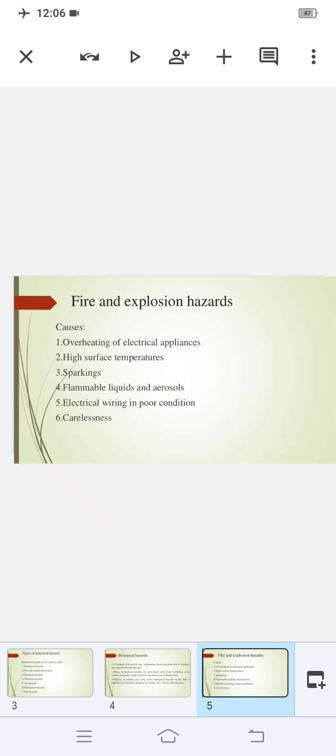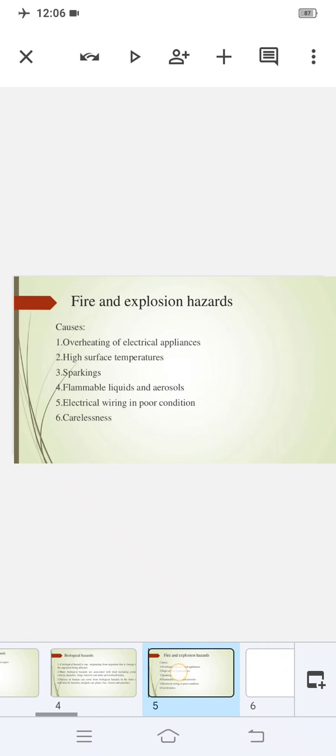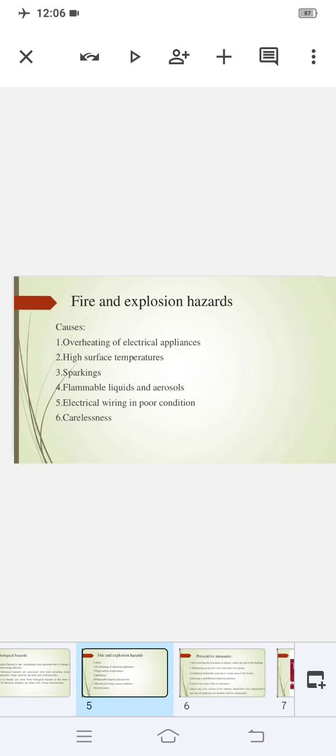Next one is fire and explosion hazards. What are the various causes of that? Overheating of the electrical appliances, if the appliances are getting overheated. Second is high surface temperatures, sparkings, flammable liquids, aerosols, electrical wiring in poor condition, carelessness. These are all the various reasons for fire and explosion hazards.